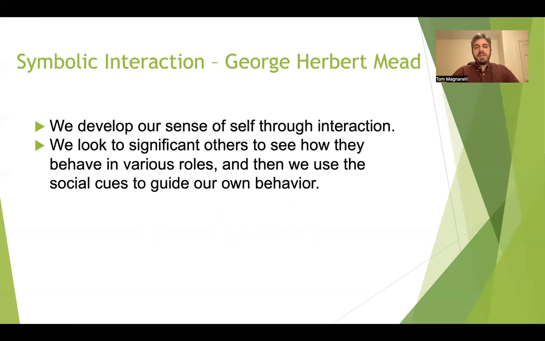A theory that I want us to take a look at is that of symbolic interaction, which was created by George Herbert Mead. What he argues is that we develop our sense of self through interaction. We look to significant others to see how they behave in various roles, and then we use the social cues to guide our own behavior. What he means by significant others are people that we consider close friends or even people that we look up to. It doesn't mean a person that we are dating.